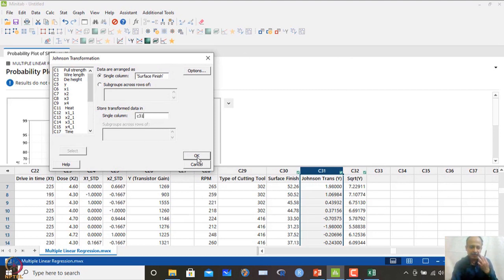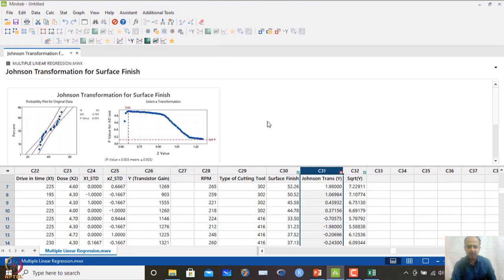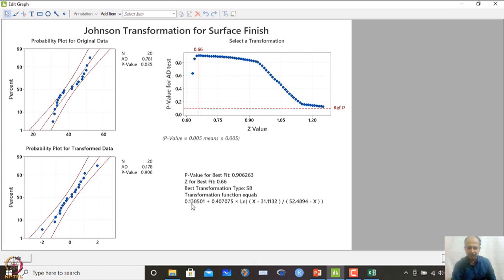So, in this case if I click OK, and in options what we have given is 0.1 as the value to select the best fit. So, in this case OK. It will give you the transformation that is required. So, this is the transformed equation, the transform function given, ln is what you see at the last, and this is transforming the variable. So, initially the p value of the original data is less than 0.05, and after transformation the p value is coming out to be 0.906.